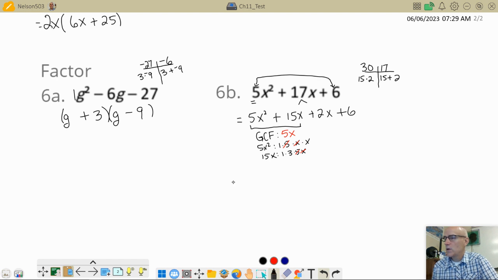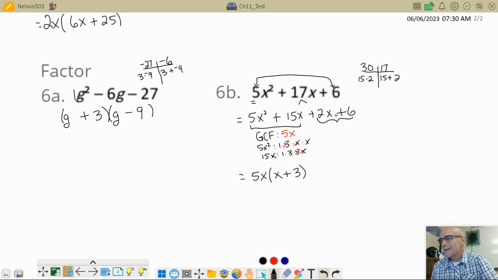The next thing I do is I put my 5x down, and I put a set of parentheses, and I say, well, what's left? Well, there's a 1x, and then there's a 3. So I'm going to put x plus 3. Those are my terms that I would multiply 5x by to get me back to 5x squared plus 15x. Now, I'm not going to distribute this through because that'll just get me back here. That's not what I want. What I want to do is factor these two over here. What is the GCF of these two terms?